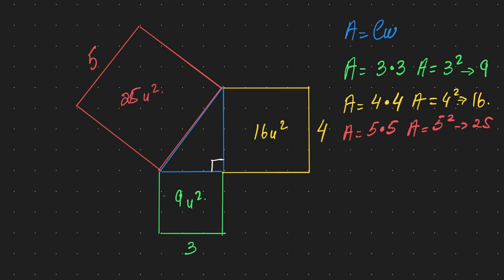Okay, so then let's do one thing. What I'm going to do is add the two small sides, the yellow and green, together. The green area is 9, and then we're just going to add plus the yellow area, 16. And what does that equal? It equals 25. So what do you notice happened here?